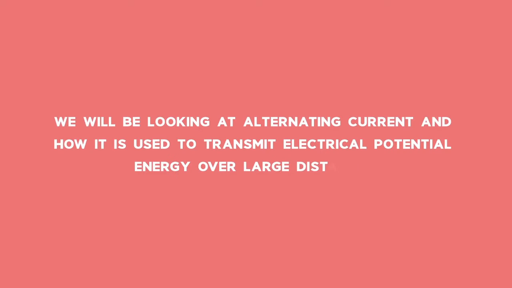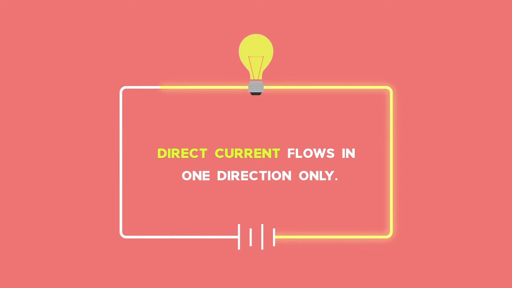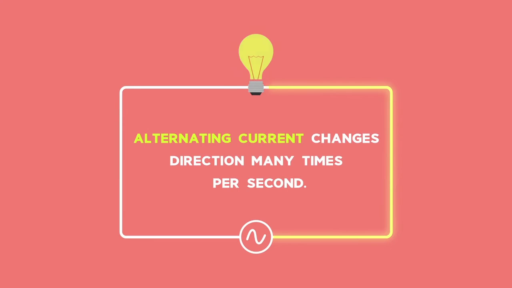In this video, we will be looking at alternating current and how it is used to transmit electrical potential energy over large distances. Remember that there are two types of current: DC, direct current, which flows in one direction only, and AC, alternating current, which changes direction many times per second.